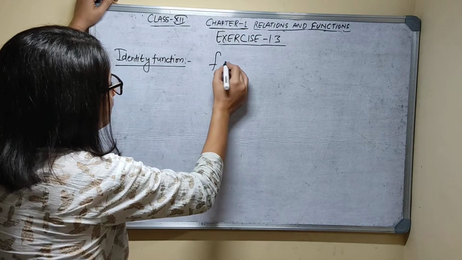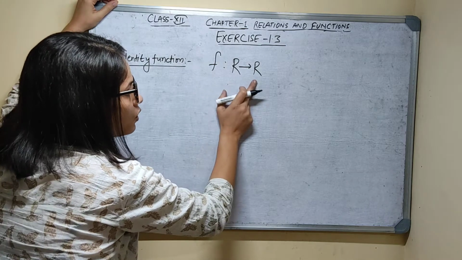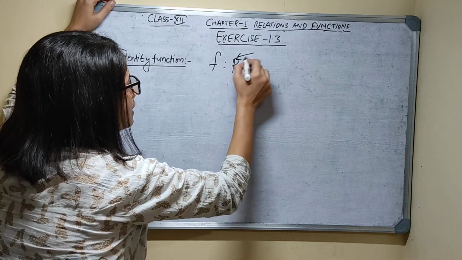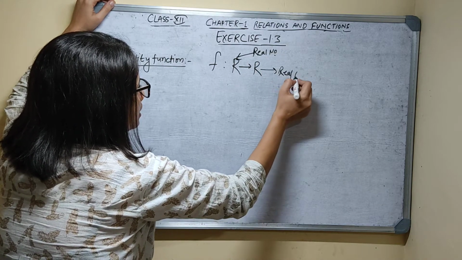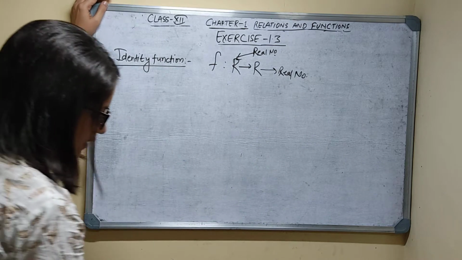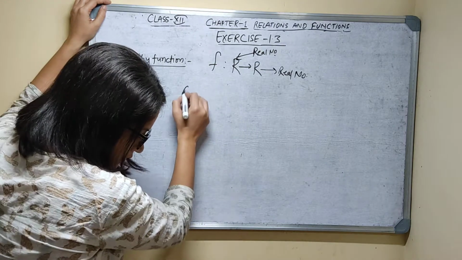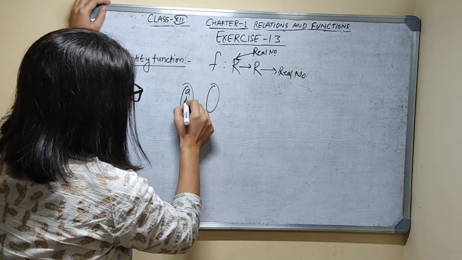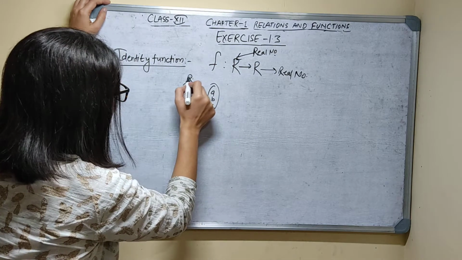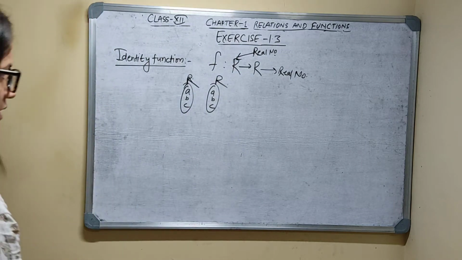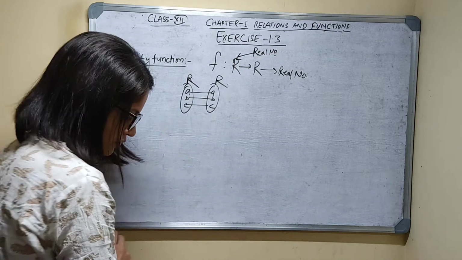If a function is defined from real number to real number, the domain is a real number and the codomain is also a real number. So if it is A, B, C here, also it is A, B, C, a real number set. Here also it is a real number set. So A is related to A, B is related to B, C is related to C.